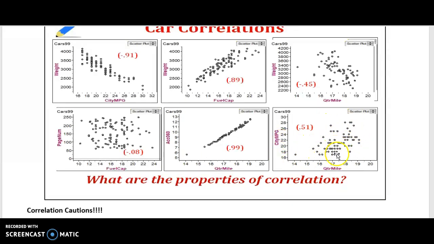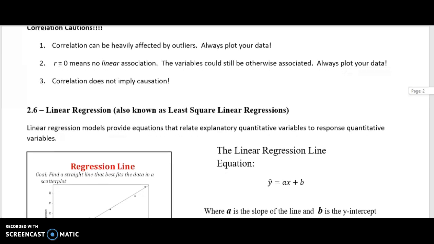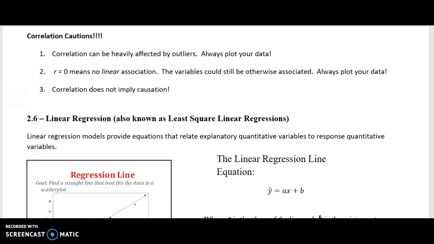You can see the plots are all over the place. And look at the distinction between these two plots. This is very strong association. They're nearly all lined up points, and here they're all over the place. Remember, correlation does not imply causation. So just because they're correlated does not mean that there was a cause and effect.